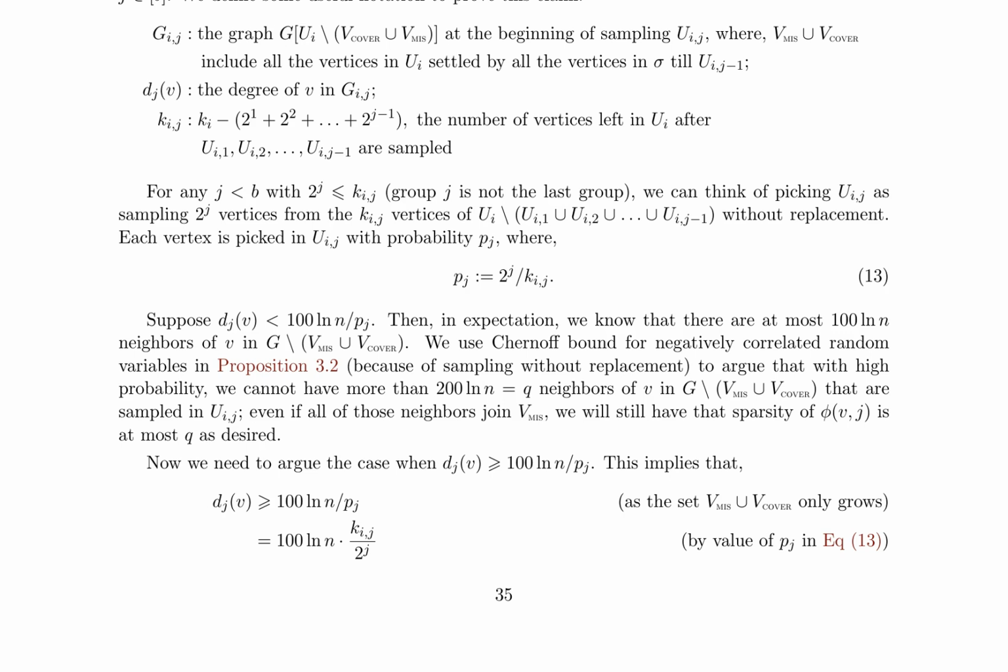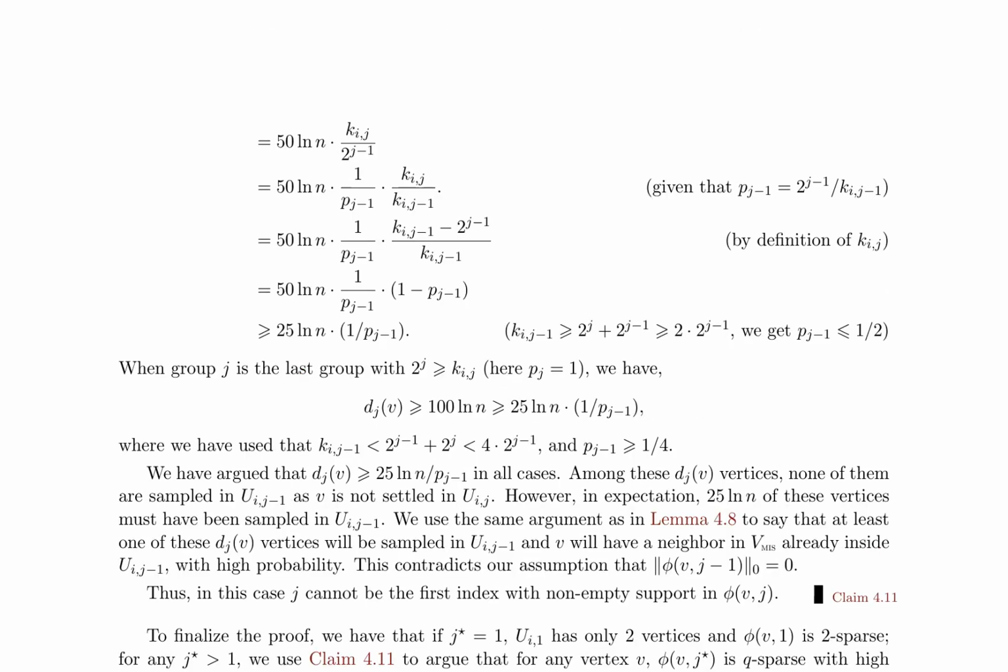In the first case, it is shown that with high probability, there are at most 200 ln n equals q neighbors of v in G, V Ms union V cover, that are sampled in UI,j. In the second case, it is shown that d_j(v) at least 100 ln n p_j implies a bound that is used to bound the probability of the case norm of phi_v,j star greater than q. The authors provide a proof of the correctness of their algorithm for recovering a large matching from a dynamic stream.